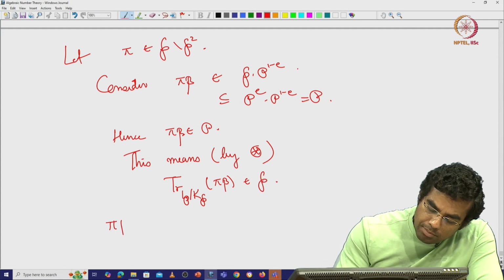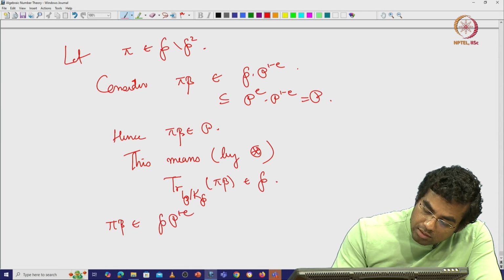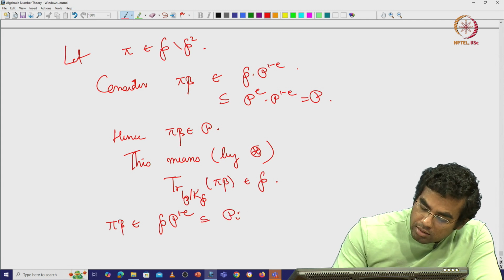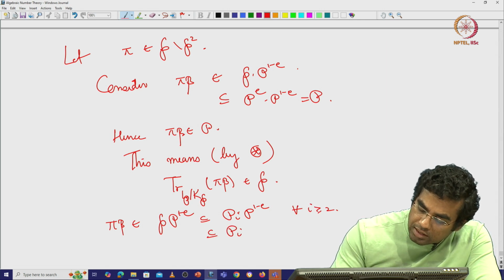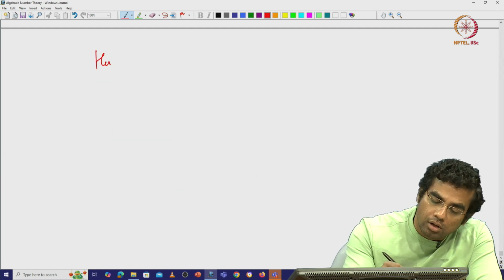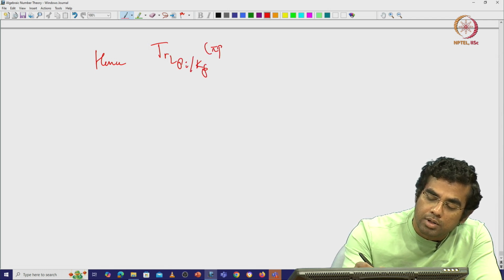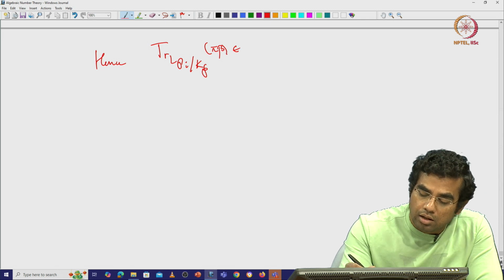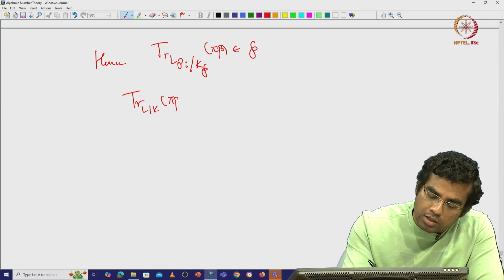but you see that pi beta belongs to p to the 1 minus e, which is also contained in pi into p to the 1 minus e for all i bigger than or equal to 2, but that thing is contained in pi. Okay. So therefore trace from L_PI to K_p of pi beta is also inside P. And now we know that trace from L to K of pi beta.